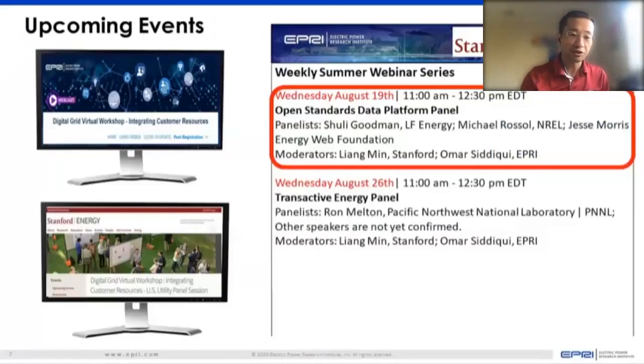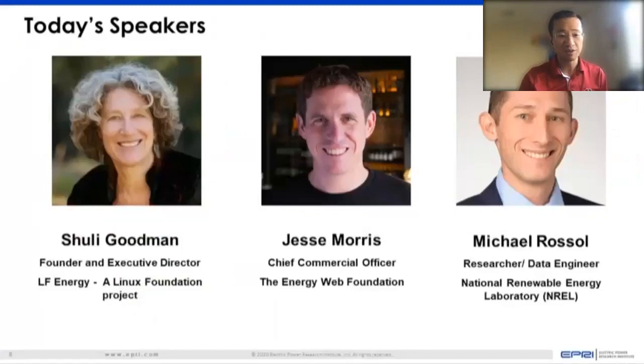So without further ado, I'd like to introduce today's distinguished speakers. We have Shuli Goodman from LF Energy, a Linux Foundation project, JC Morris from Energy Web Foundation, and Michael Rossol from NREL. Shuli and JC are going to talk about the open source data platform efforts they have been doing in their organizations. Then, for any open source data platform, we need to have the source of the data. So Michael is going to discuss some of the open source data initiatives at the National Lab Complex. I will quickly introduce their backgrounds, as each of them has extensive experience in this area.